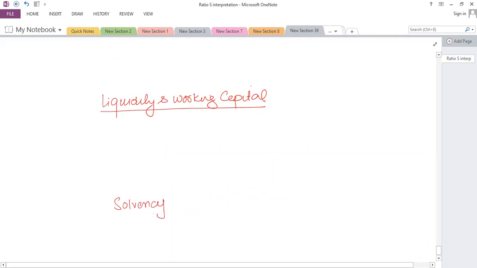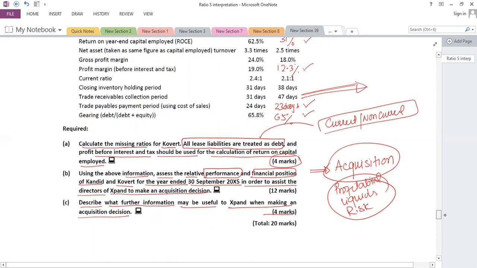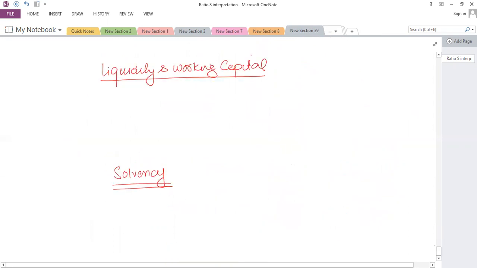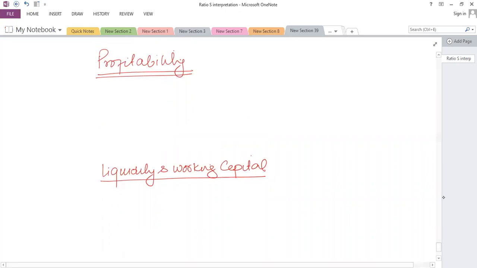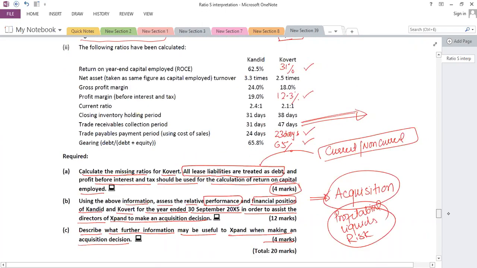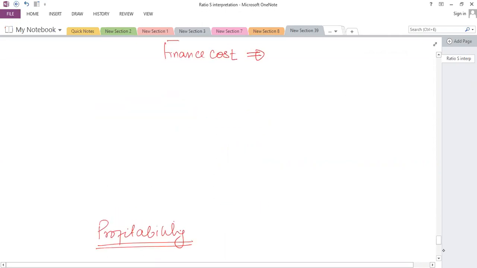Better is to write as per the requirement. If the requirement says to discuss the performance and position, then instead of this, you can use performance and position and identify the relevant ratio in each category. But in terms of profitability, let me compare return on capital employed. It's almost double, and you have to identify the reason.